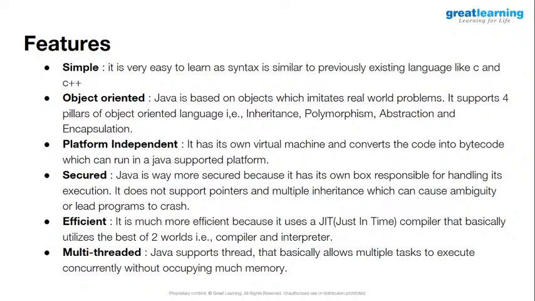Object oriented, right? We will cover all 4 pillars on which object oriented stands: inheritance, polymorphism, abstraction, and encapsulation. Okay, platform independent. We have a thing called the virtual machine, JVM, which converts our code into bytecode, which can run on a Java supported platform. That means if you have compiled a program and want to run it on another system, if Java is installed there, you can easily run it. So that's what we mean by platform independent.